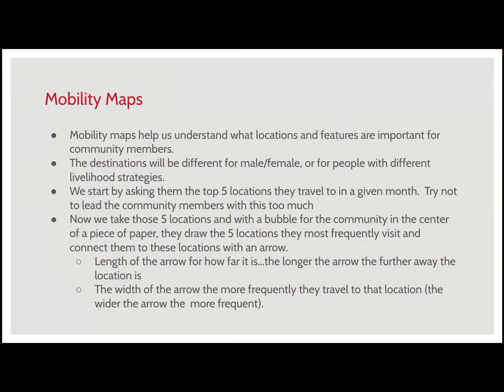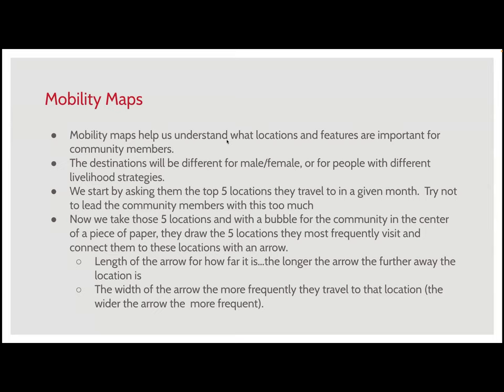So it's important to always make sure we have a very representative group from the community in these discussions. To do a mobility map, we start by asking them the top five locations that they travel to in a given month. Try not to lead the community members too much with this activity. Don't tell them what locations you think they should be going to. Let them organically come up with this idea themselves. This might take a little bit of time for them to think about, but just encourage them to think hard about the five most frequent places that they visit or the five most important places that they visit.